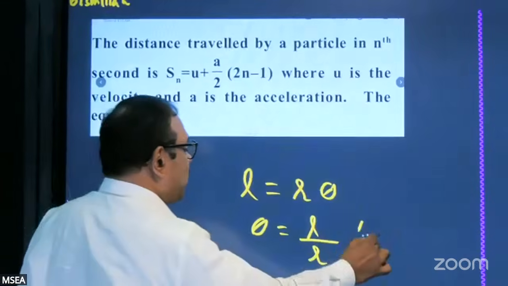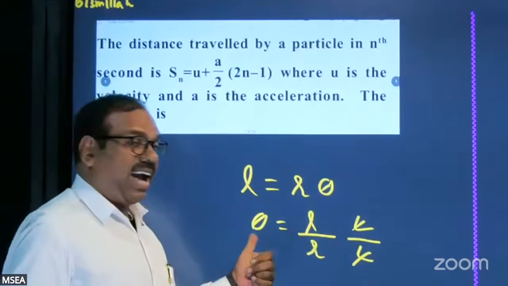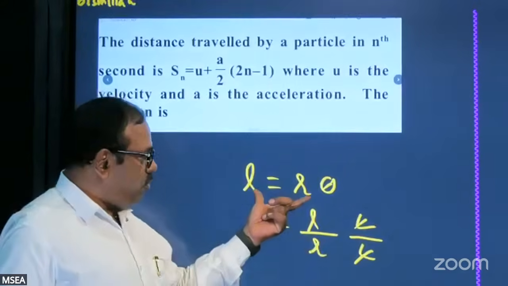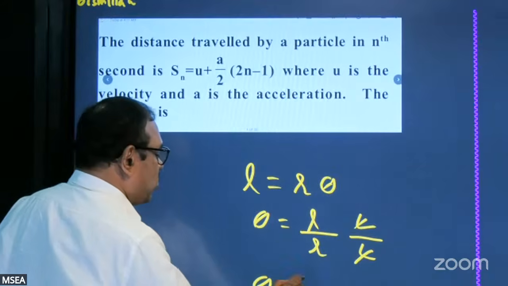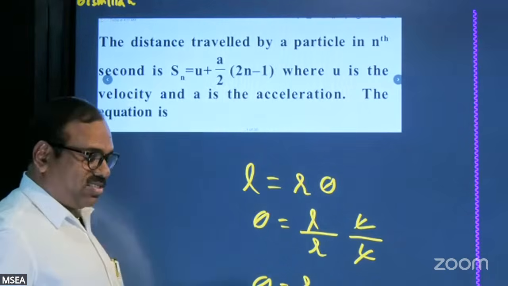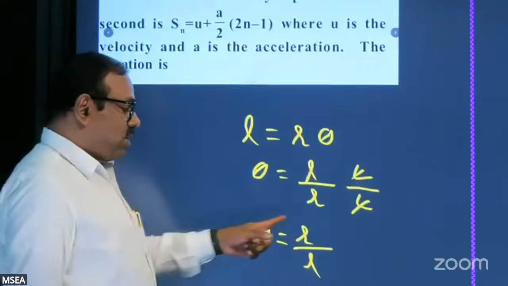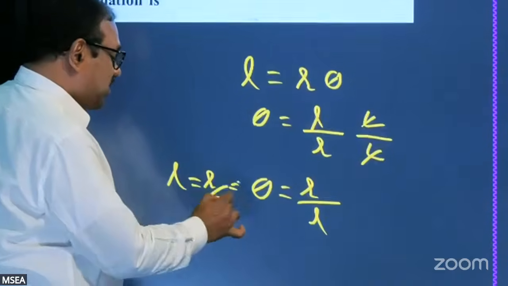Then what about dimensions? If you check L by L, the L's cancel. This is dimensionless, as the angle is also dimensionless. That's why dimensionally it is correct, and of course physically it is also correct. Suppose a student wrote theta is equal to R by L, or L is equal to R by theta, which is physically wrong.